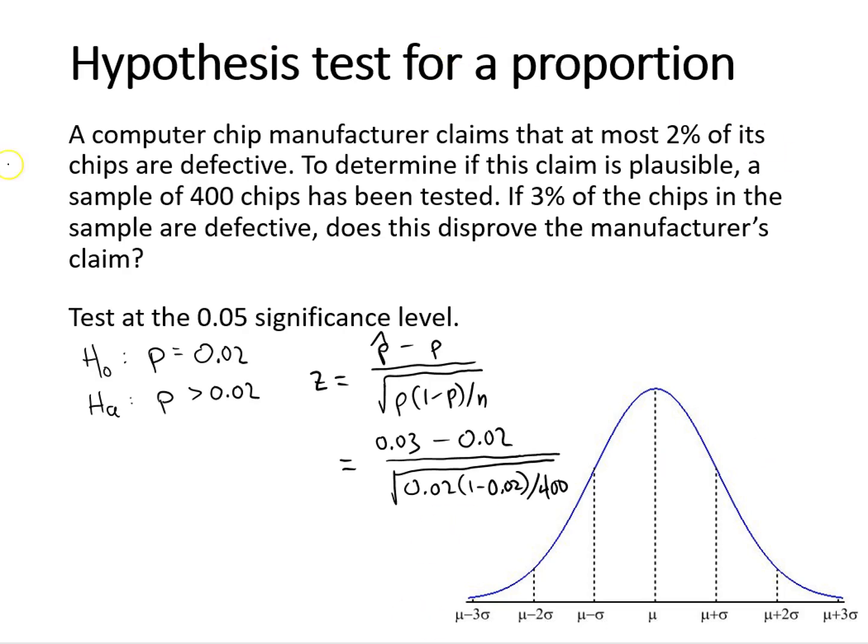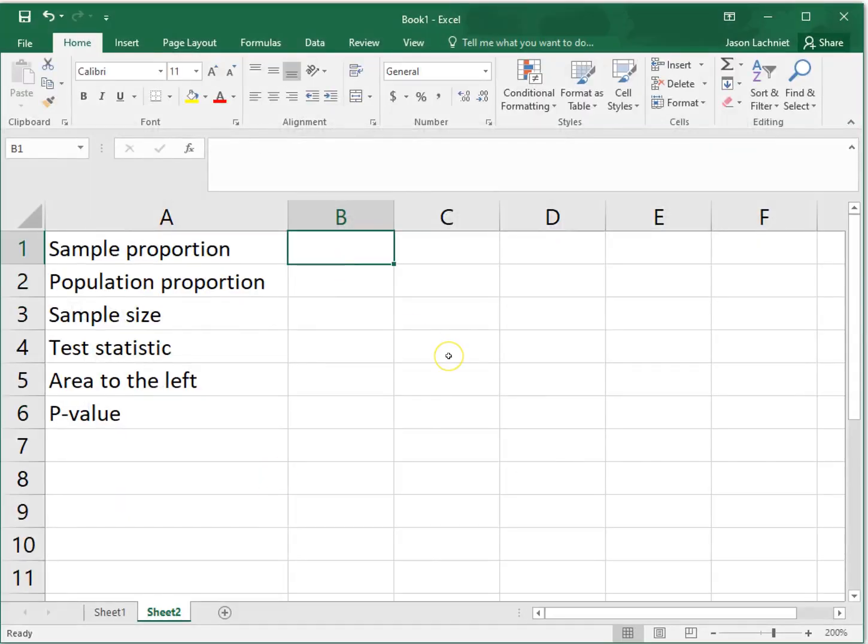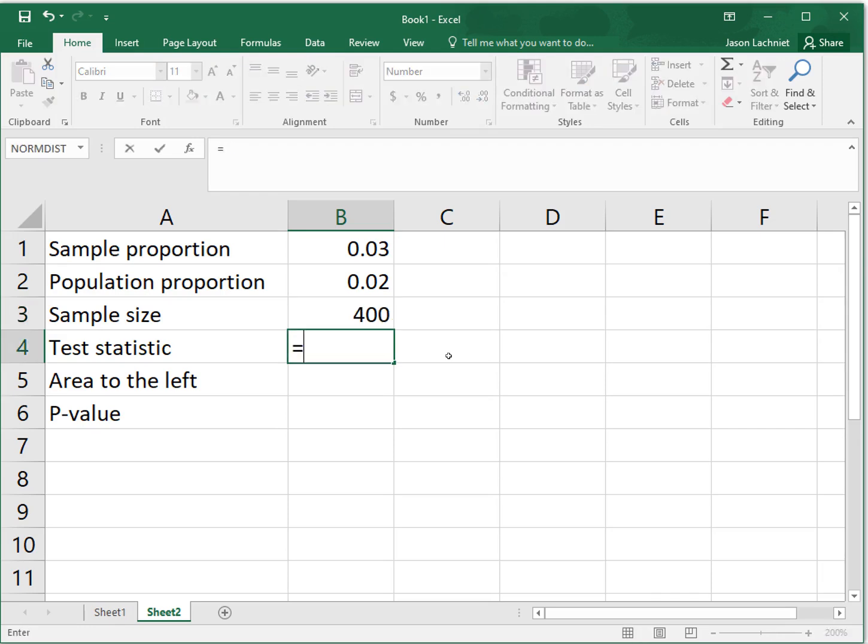It will be a z-score. I'm going to go ahead and use Excel as our calculator. So our observed sample proportion was 0.03. The population proportion is the 0.02 that we assume to be the true population proportion according to the null hypothesis. Our sample size was 400. And now based on those values, we compute our test statistic. So I'm just going to do the computation here, beginning with an equal sign.